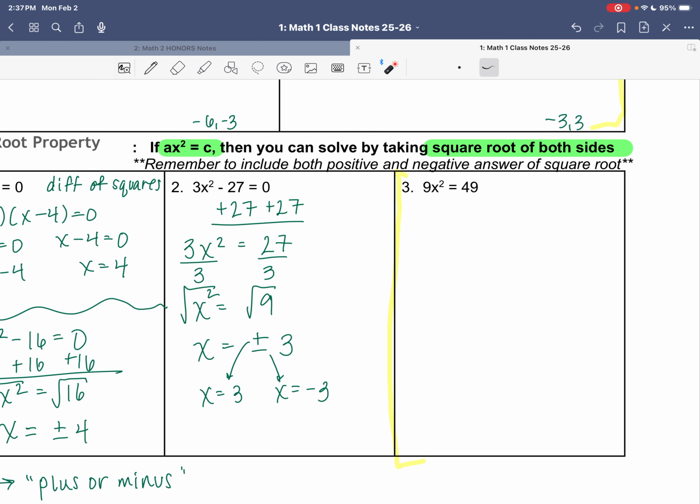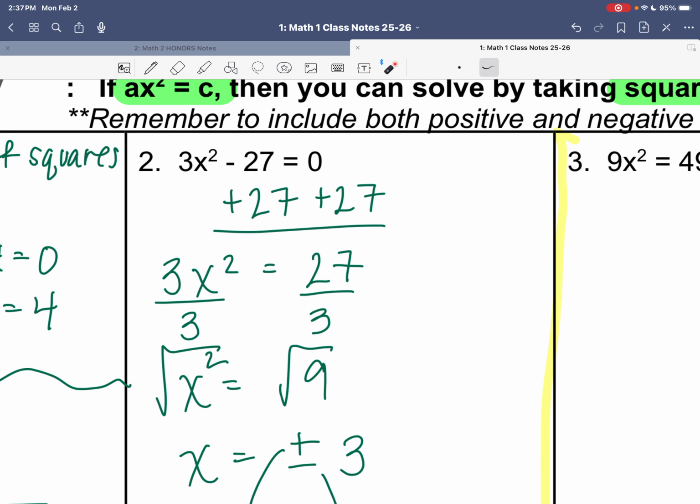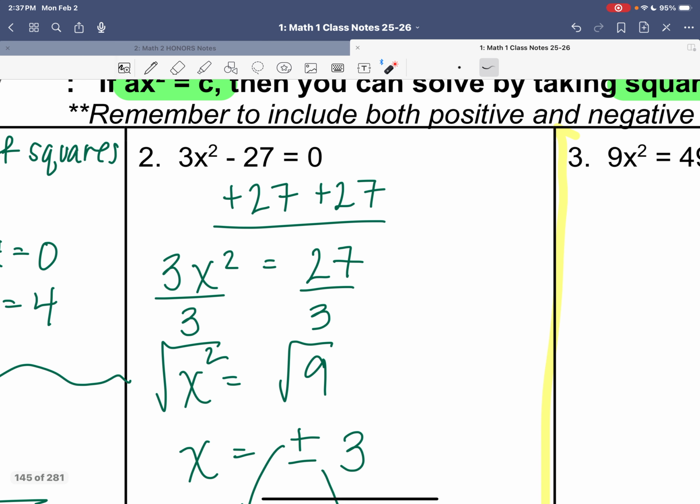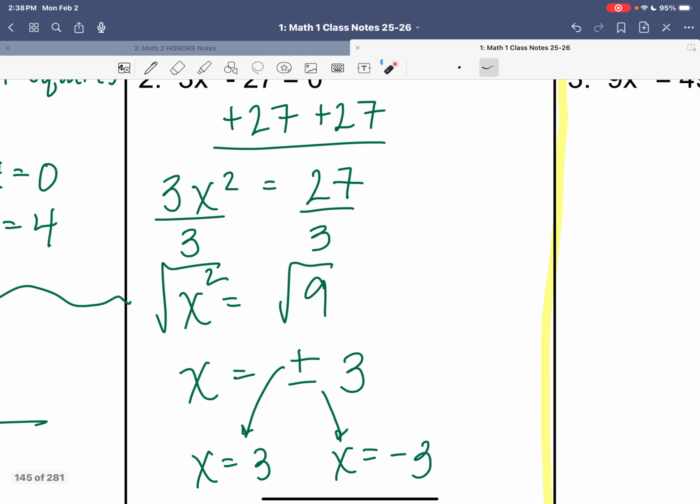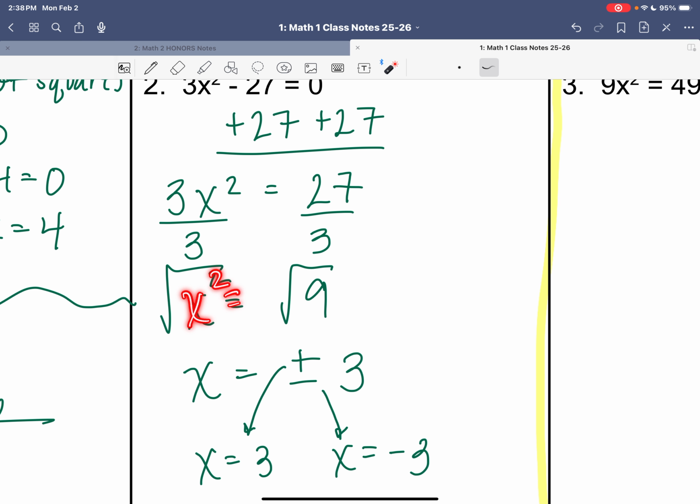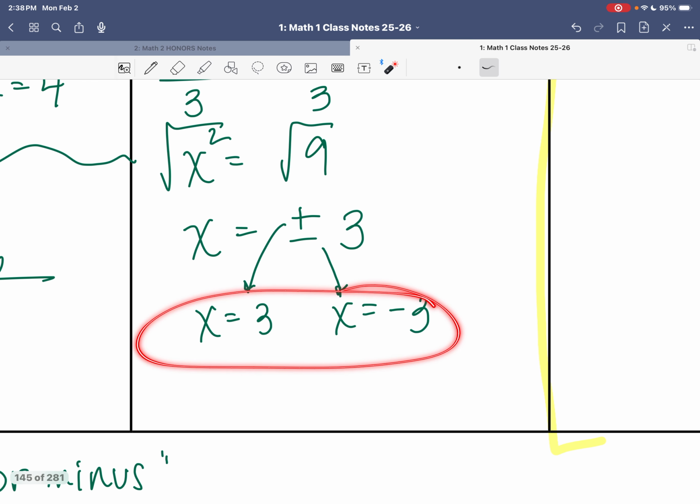So here's another example. In this case, I'm going to add 27 to both sides. 3x squared equals 27. Divide both sides by 3. So now I'm going to get x squared equals 9. So we're going to take the square root of both sides. And then when you introduce the square root, it can be plus or minus 3. So your solutions are this.